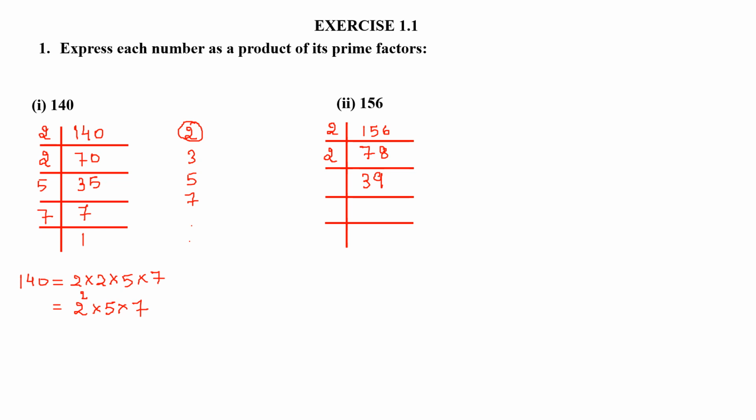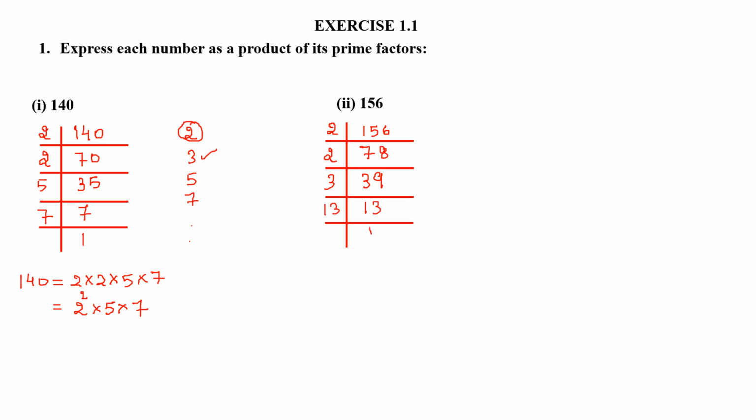Now 39 is an odd number. It is not divisible by 2. So you have to now use the next prime number which is 3. And what is the divisibility rule of 3? You have to add the digits and if the sum is a multiple of 3 it is divisible by 3. So if you add the digits 3 and 9, 3 plus 9 is 12 and 12 comes in the table of 3. So it is divisible by 3. So 3 times 13 will give you 39 and 13 itself is a prime number.